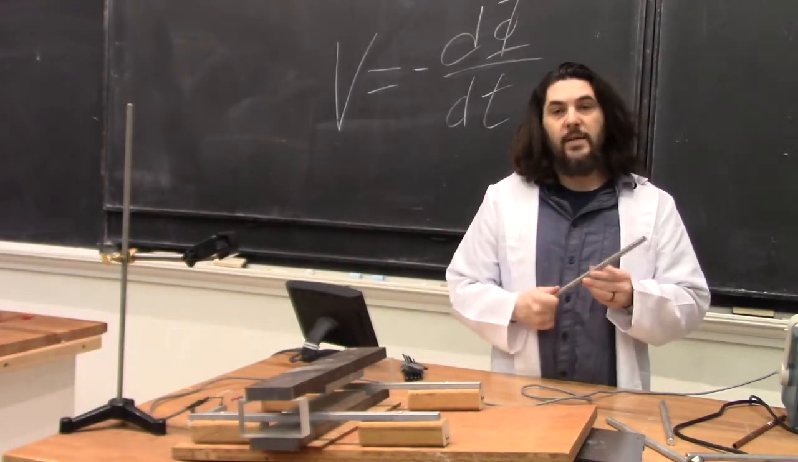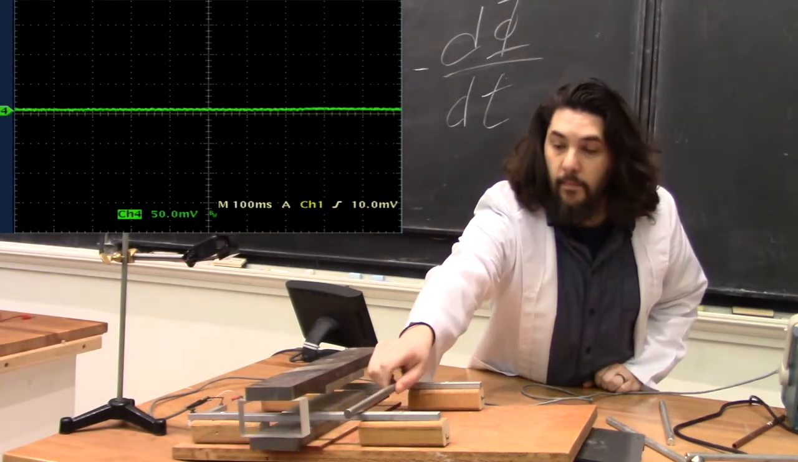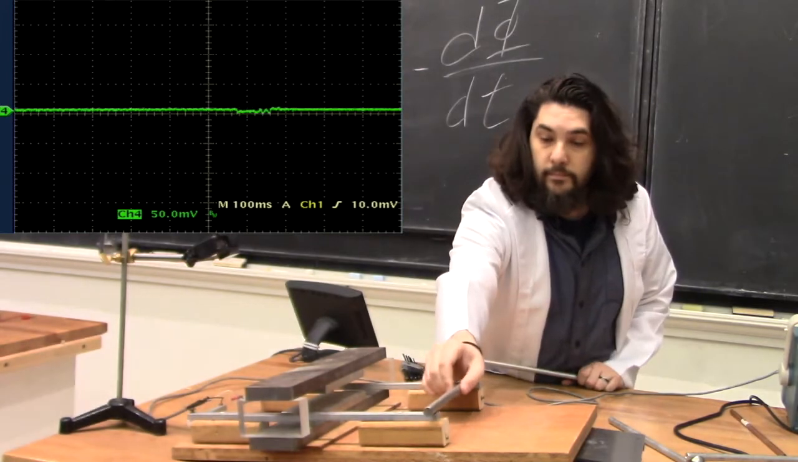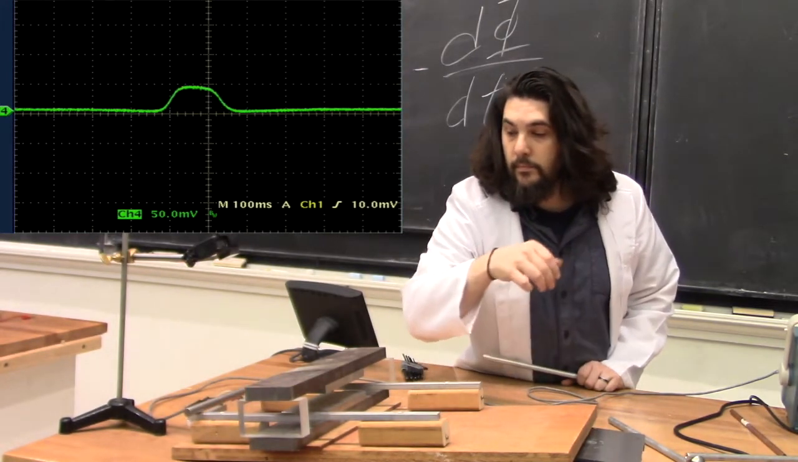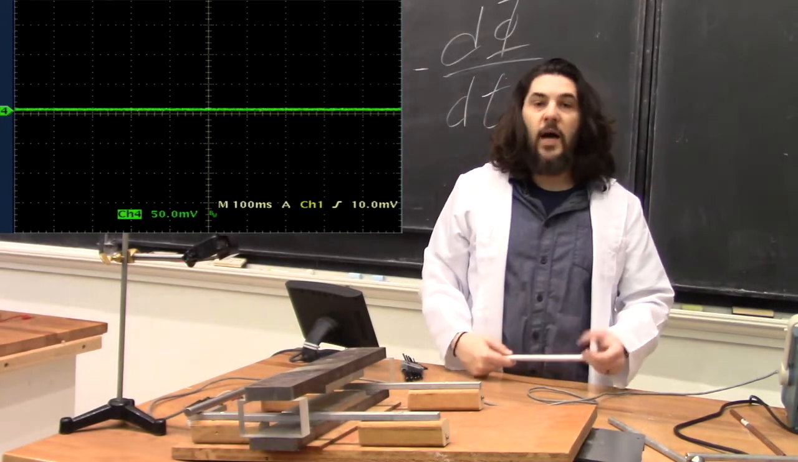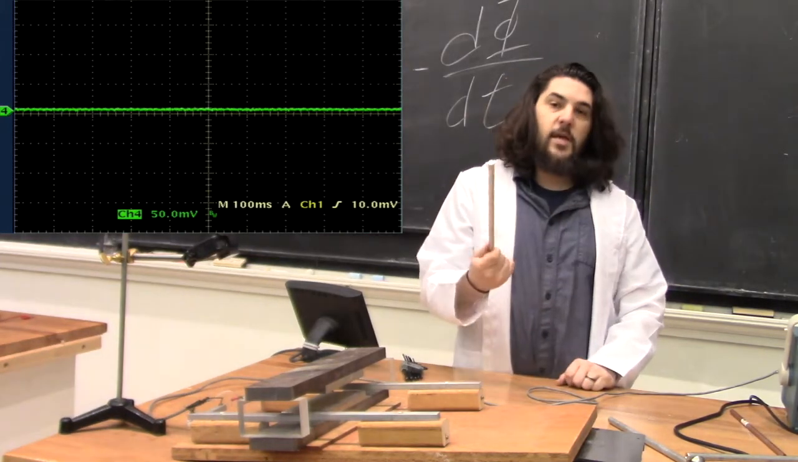I'll start with a non-magnetic steel rod. We see a very clear peak in the voltage, but not a very obvious slowdown. What if instead I use aluminum?